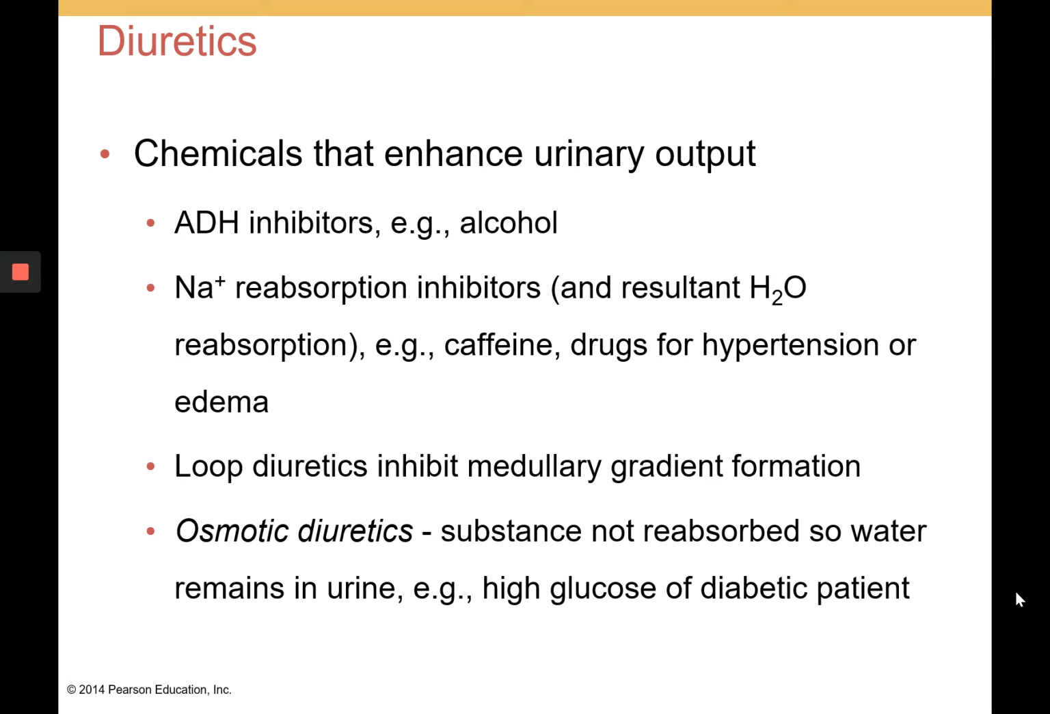There's things called loop diuretics that are inhibiting the creation of that salty medullary gradient, so they can inhibit the generation of urine concentration. There's also osmotic diuretics, which are substances not reabsorbed or reclaimed by the vasa recta or even the peritubular capillaries. So that means that that water that we want to reclaim for the concentration of urine remains in the urine. An example of an osmotic diuretic would be glucose in a diabetic patient.